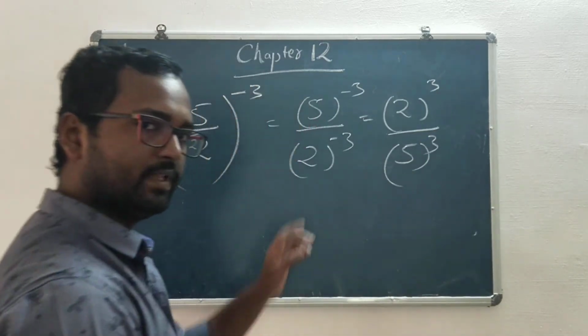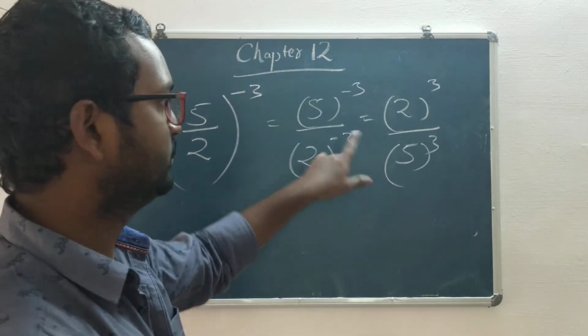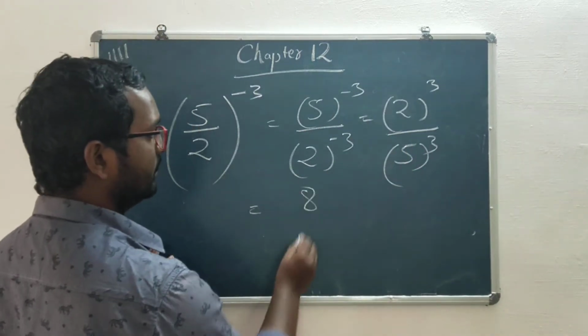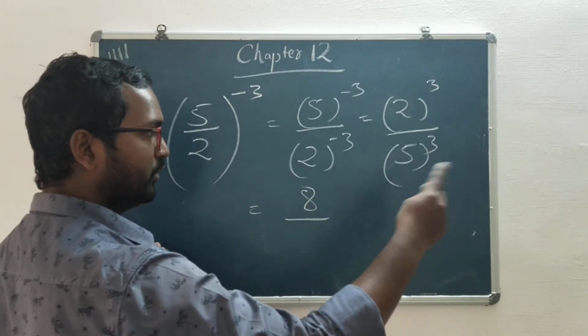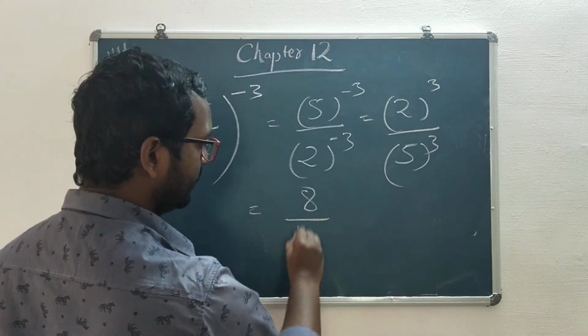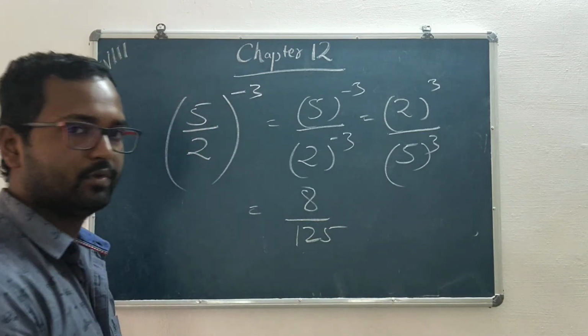3. But when that happens, remember the sign will change. Negative will become positive. So here we will get 2 power 3 is 8: 2 into 2 into 2, 2 into 2 is 4, 4 into 2 is 8. 5 cube is 5 into 5, 25, 25 into 5, 125. So the final answer is 8 by 125.